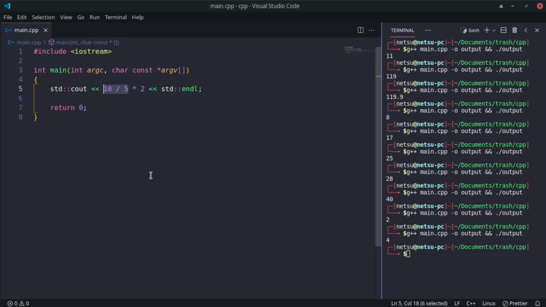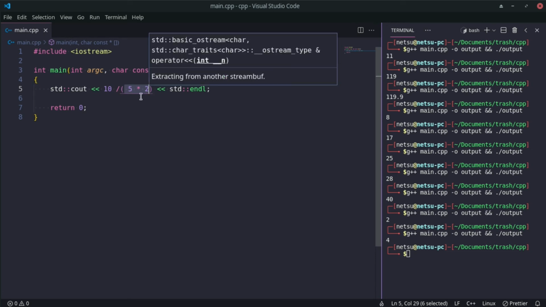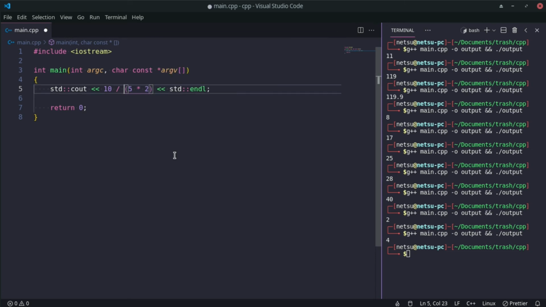In this case, division comes before multiplication. If it was the other way around, it was 5 times 2 first, then this would have been 10. 10 divided by 10 is 1. But it was 4 because 10 divided by 5 is 2, and 2 times 2 is 4. Yet again, if you want to change the order of operations, you can do that. And this will make it times first and then divide.